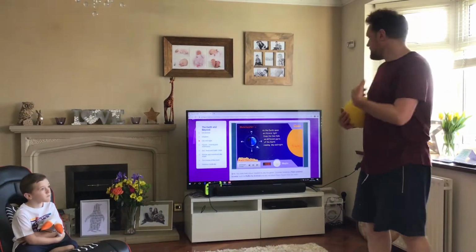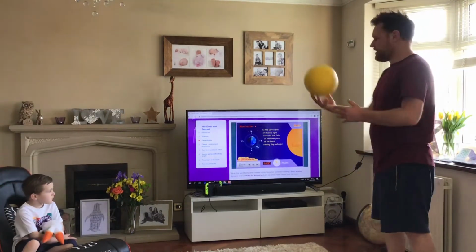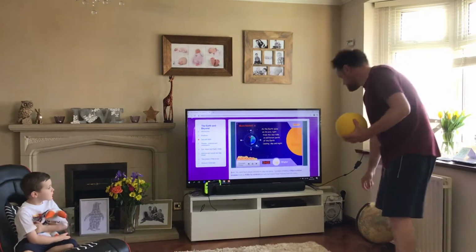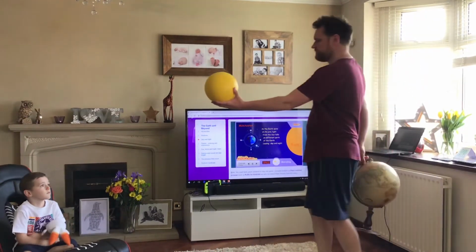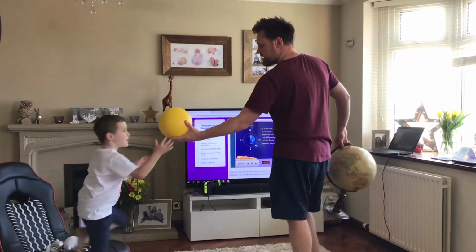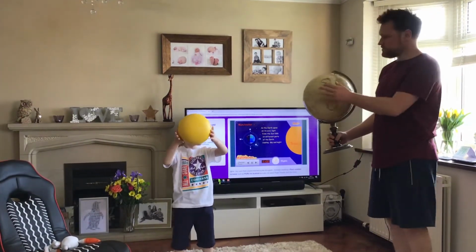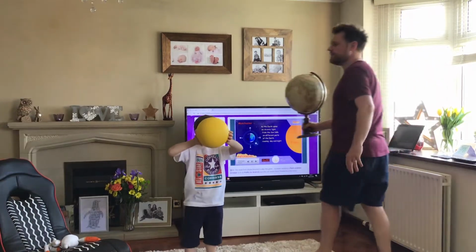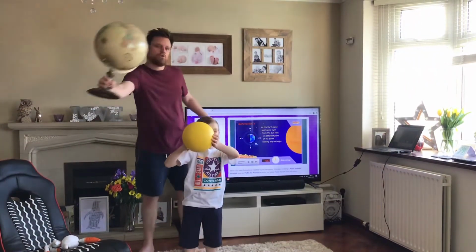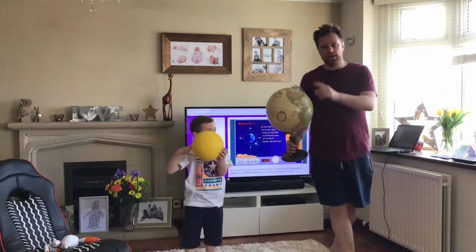We talked about the Sun and the Earth the other day, and here is my Sun. Finn, can you come and hold my Sun for me, please? Finn's going to hold the Sun just there. So there's the Sun, and here is the Earth spinning. And obviously, as well as spinning, it goes around. Once round the Sun is 1 year.